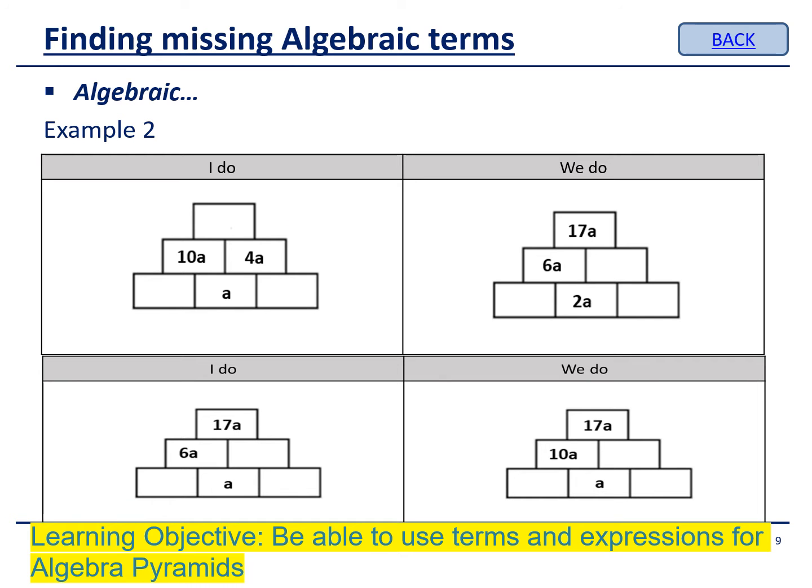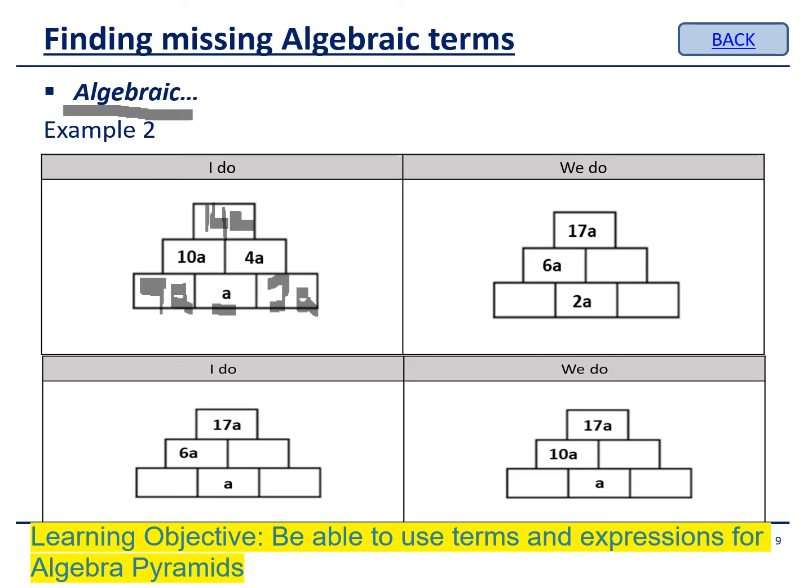Okay, now moving on. So now we have some more algebraic terms. So the first I do, we've got 10a plus 4a, that's 14a. We've got just an a here at the bottom, which represents 1, even though it's not got the 1 in front of it. And we've mentioned that lots of times before, so that's going to be 9a on the left, and then this is going to be 3a on the right.